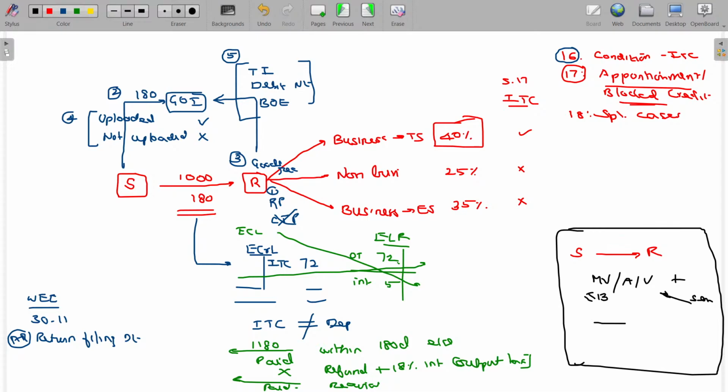In case of goods, no problem, especially vehicles. Hope you will now be able to understand. These are the cases we have studied.